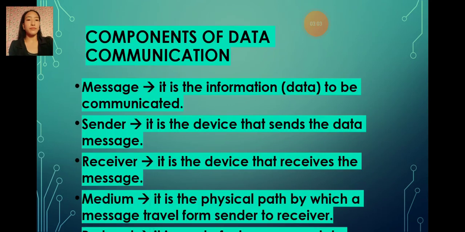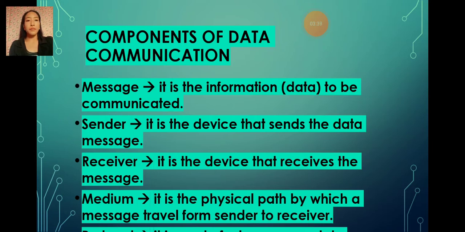Next, here are the 5 components of data communication. First is the message. It is the information or data to be communicated. Message, information or recorded communication sent for a recipient. Next, sender. It is the device that sends the data message.